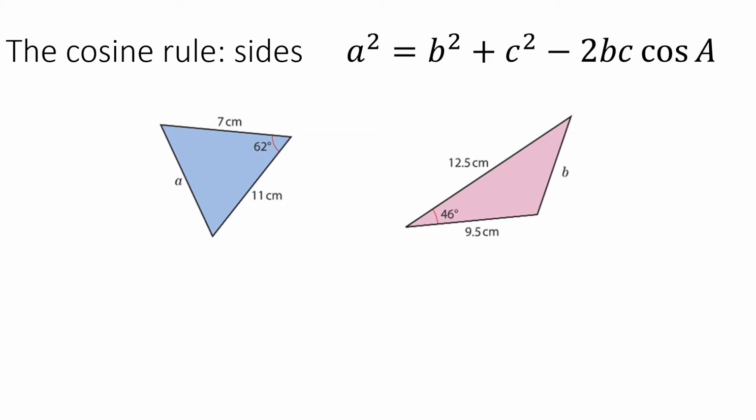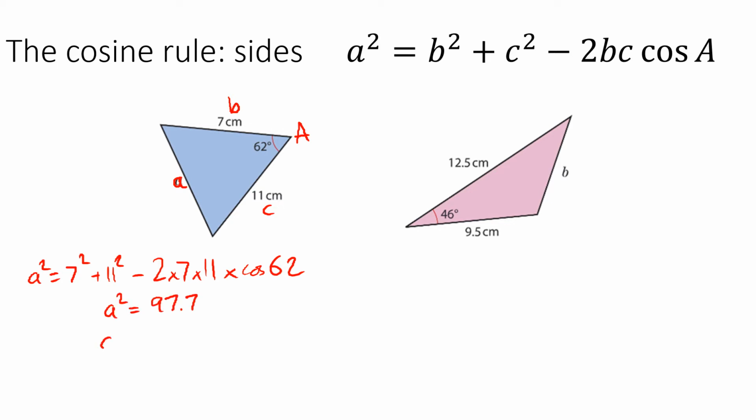Okay, let's label up our sides. So fortunately the side we're trying to find is already called A. So that's angle A, that's B, and that's C. So we're going to say that A squared is 7 squared plus 11 squared minus 2 times 7 times 11 times cos 62. And we'll get there, that will give us A squared is 97.7. So we square root that, and we'll get that the length of A is 9.88.